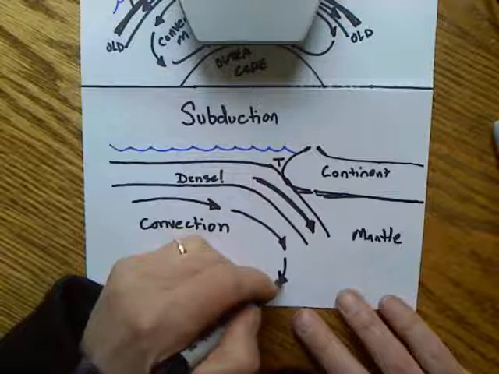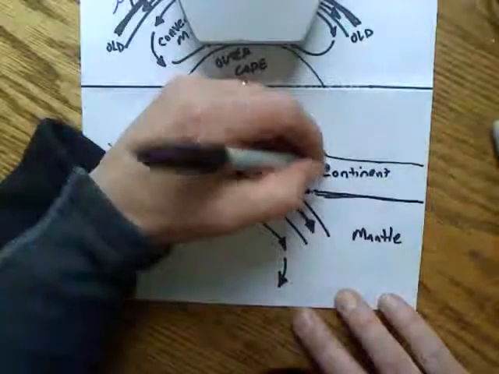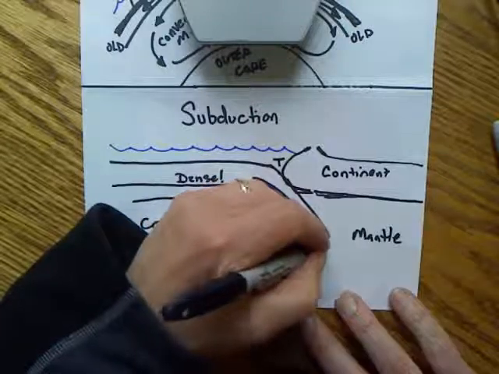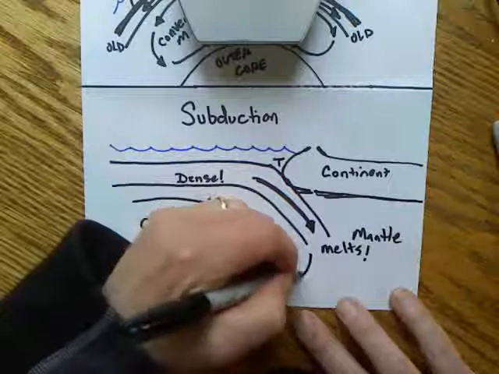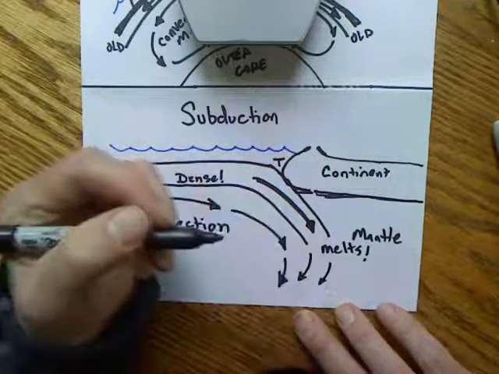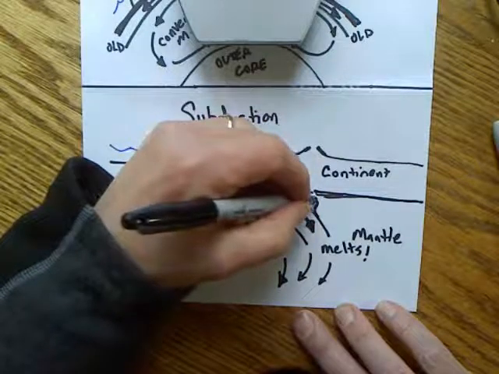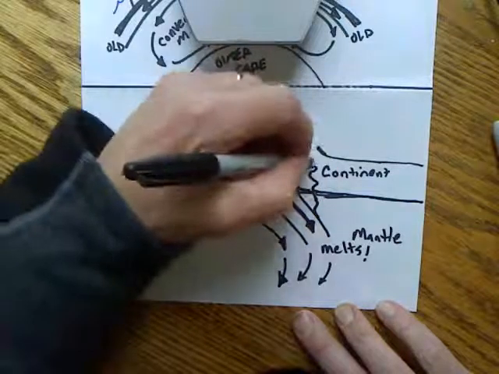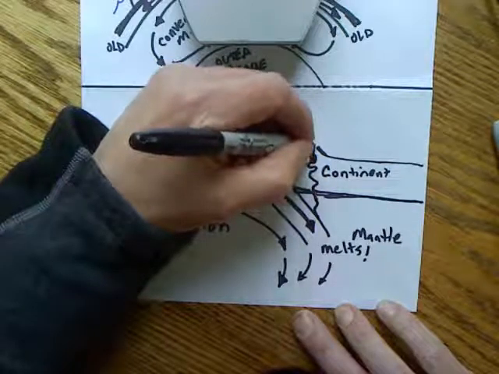Remember, this is a very slow process. When it goes into the mantle, it gets very hot, and eventually it melts. Most of it goes back into the mantle. Some of it will rise, because remember, hot things rise. It's going to work its way through the cracks in the earth and the continent, and eventually there's a volcano, there's a magma chamber.